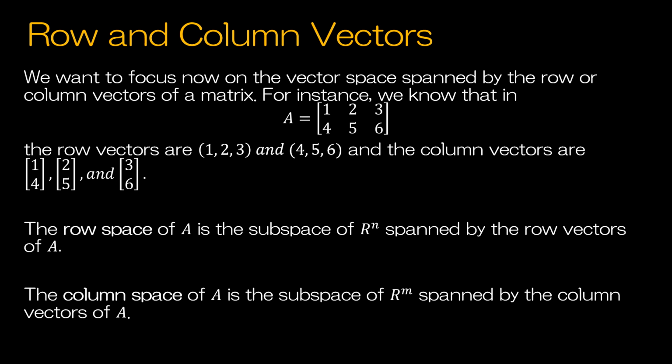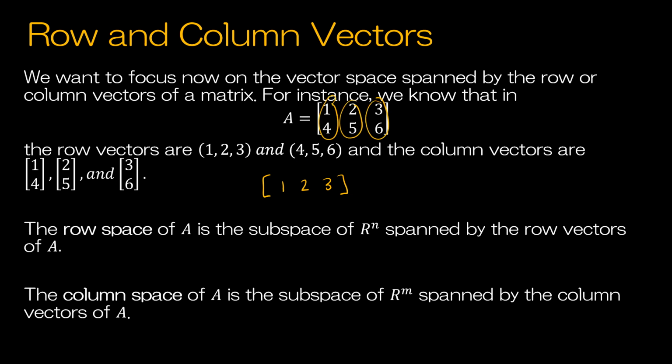So for instance, just to be sure that we understand row and column matrices, we've got a row matrix of 1, 2, 3 and a row matrix of 4, 5, 6. They can be written just like that, or of course 1, 2, 3 as a row matrix as well. And then we have column vectors, which are just the columns of our matrix.